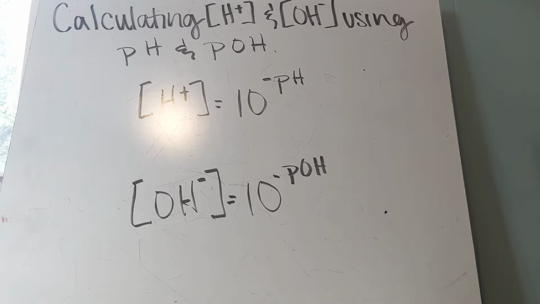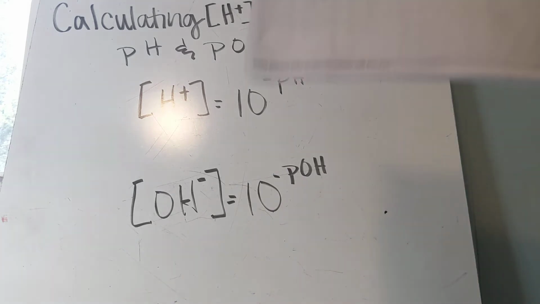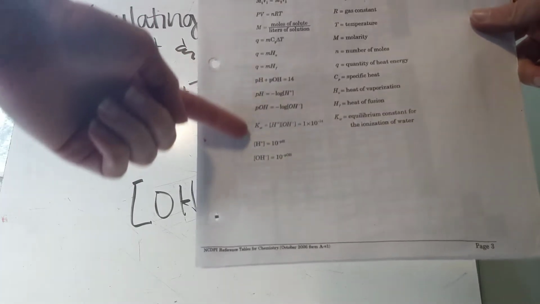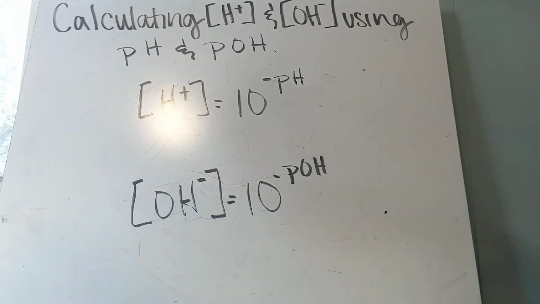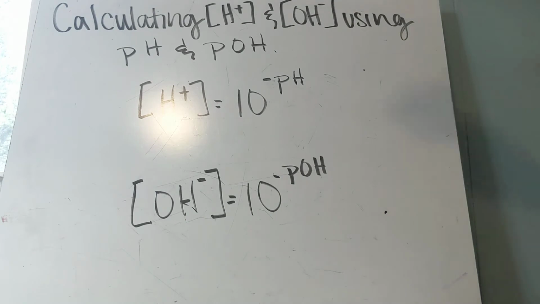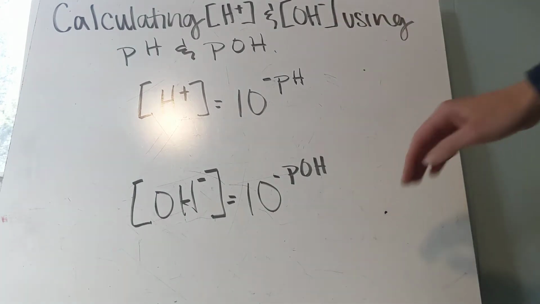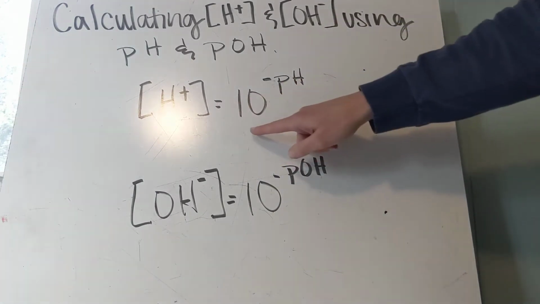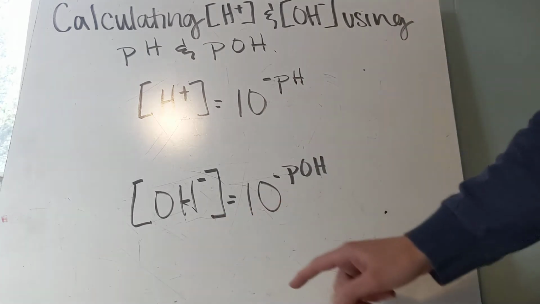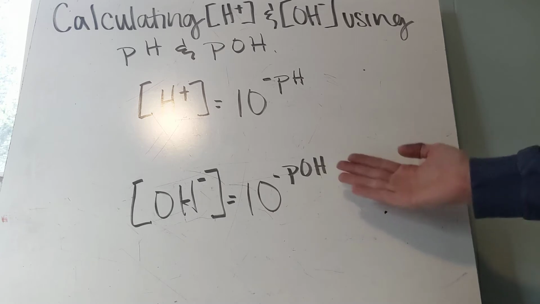So if you remember the 6 formulas that I showed you on our reference packet, these lovely guys right here, these are the last two at the bottom. I also have them written up here. So we have the H plus is equal to 10 to the negative pH, and the OH minus is equal to 10 to the negative pOH.